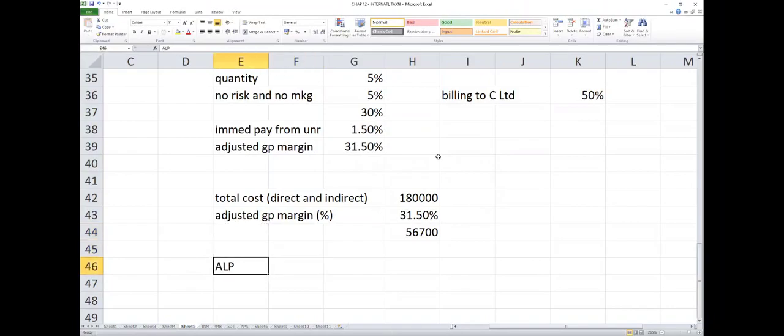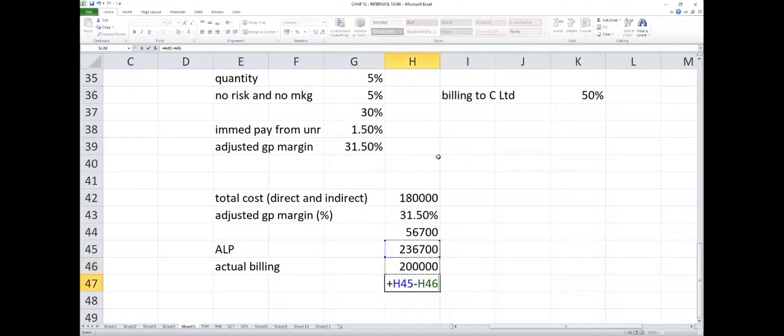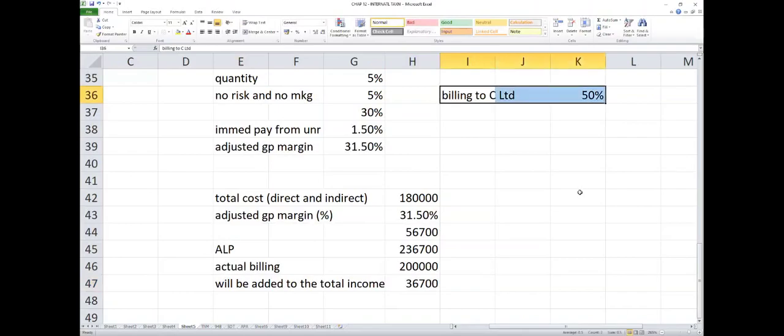So என்னோட arm's length price இதுதான் நான் billing பண்ணிருக்கணும். But actual billing, I'll explain once again. ஒரு நிமிஷம். So under invoicing வந்து 2,36,700 will be added to the total income. I'll repeat once again. See, billing to C Limited 50%, but sir, why billing to AE is very less?